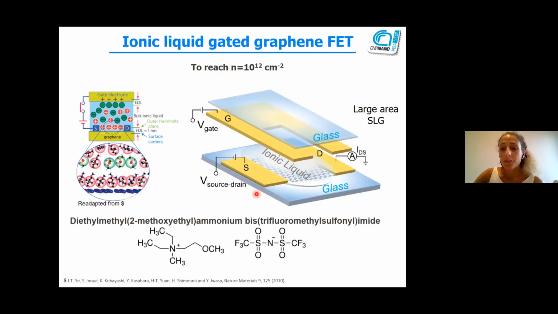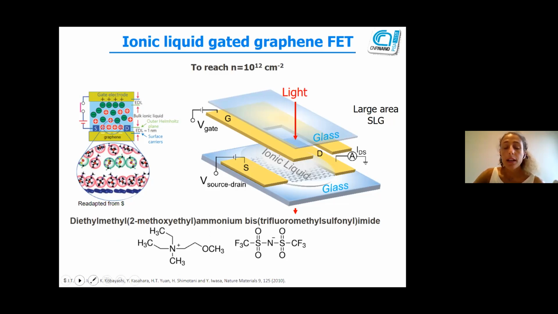We use a field effect transistor with a top gate because we were interested in measuring the optical properties of graphene in transmission geometry. The graphene was prepared by chemical vapor deposition, and it has a large area of about 1 centimeter square.